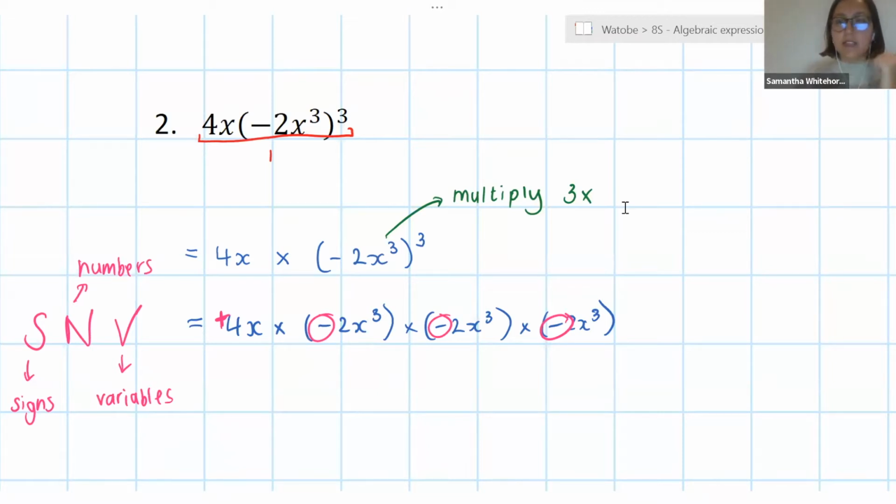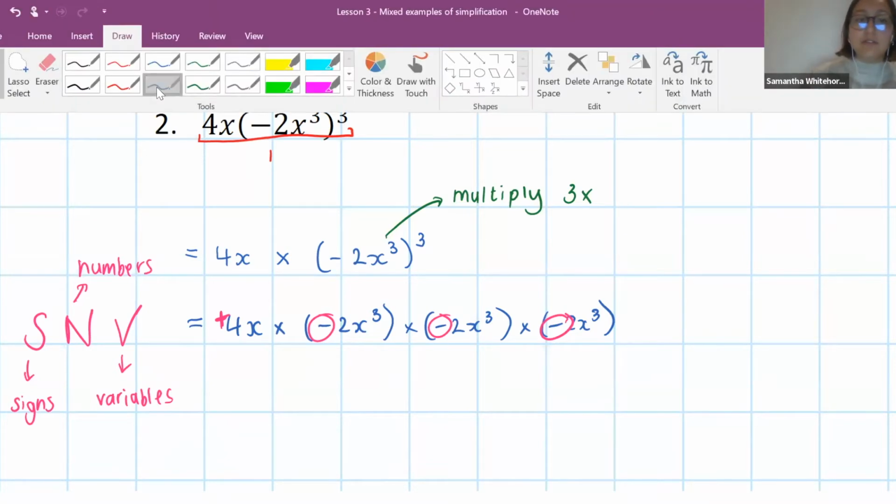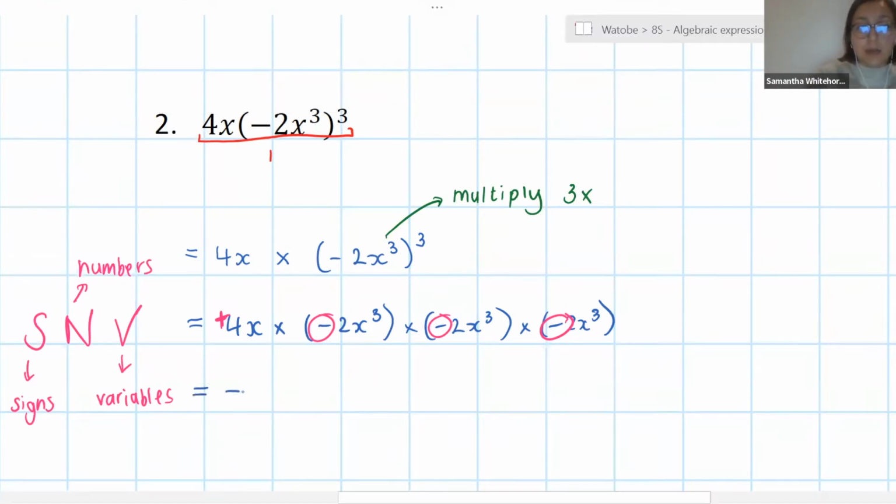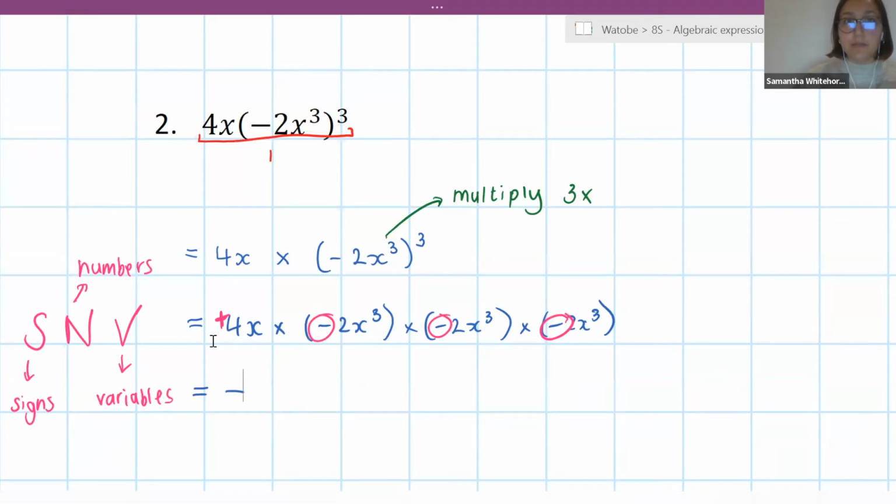I'm seeing a lot of negatives. That's great. Just quickly, if you're confused, a positive times a negative is a negative. That negative times another negative gives us a positive. And that positive times the last negative gives us a negative. So my sign here is negative. Now I've dealt with the sign. I'm sorted. Done. Now I move on to the numbers.